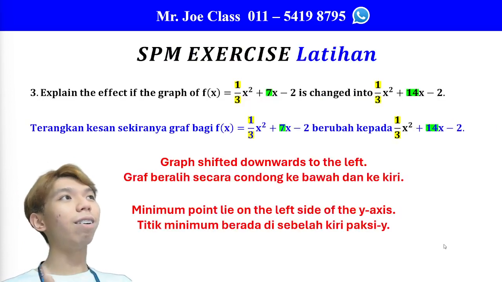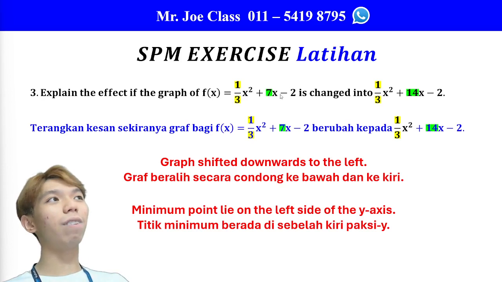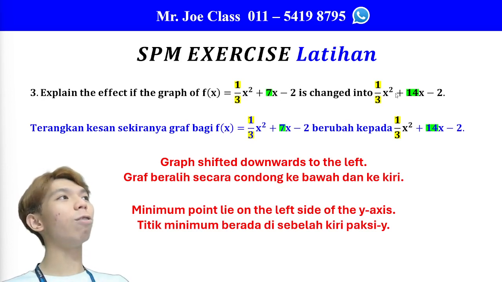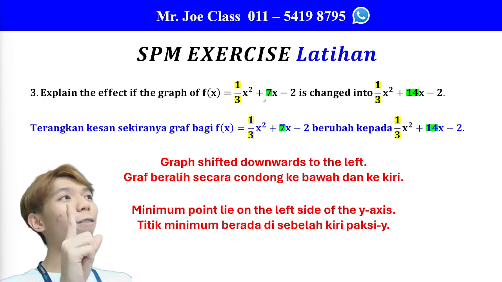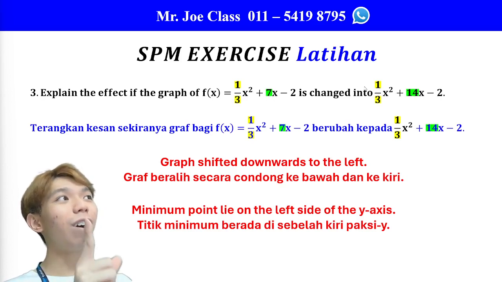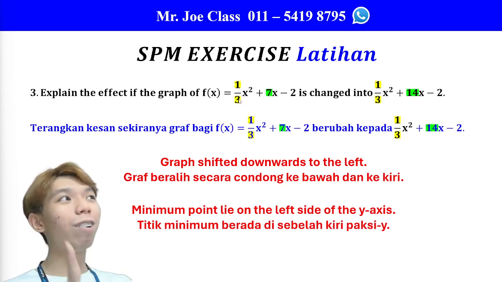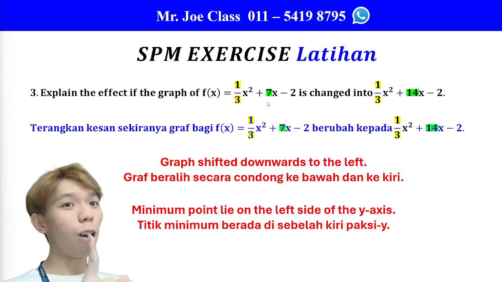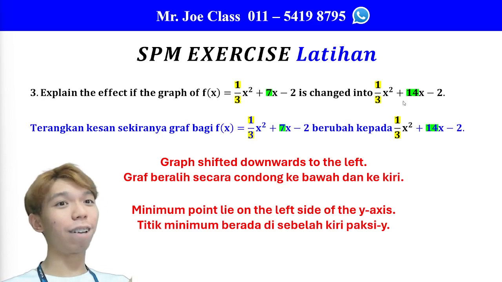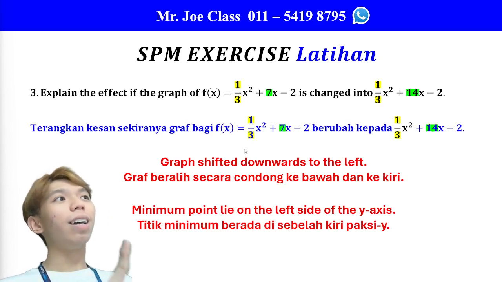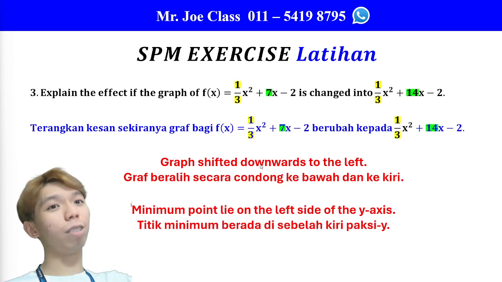Now, let's take a look at the exercise here. Explain the effect if the graph of f(x) equals 1 over 3 x squared plus 7x minus 2 is changed into 1 over 3 x squared plus 14x minus 2. So you see, the value of b increases, and the condition is that 1 over 3, the a, is positive. When a is positive and b is also positive but increases, then the graph shifted downwards to the left.